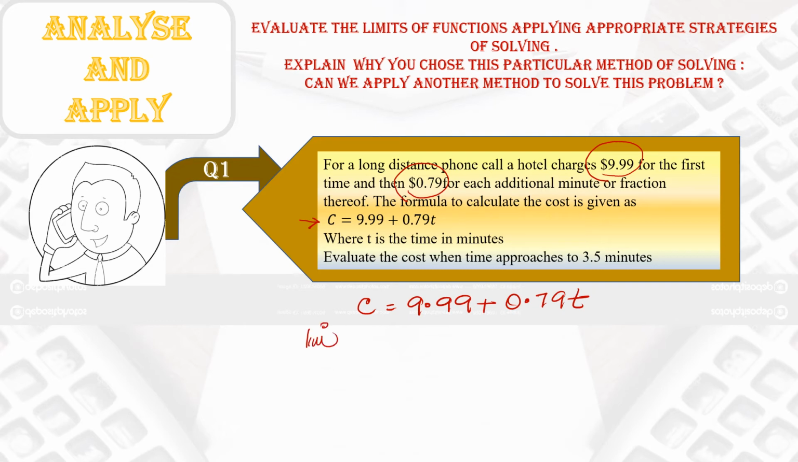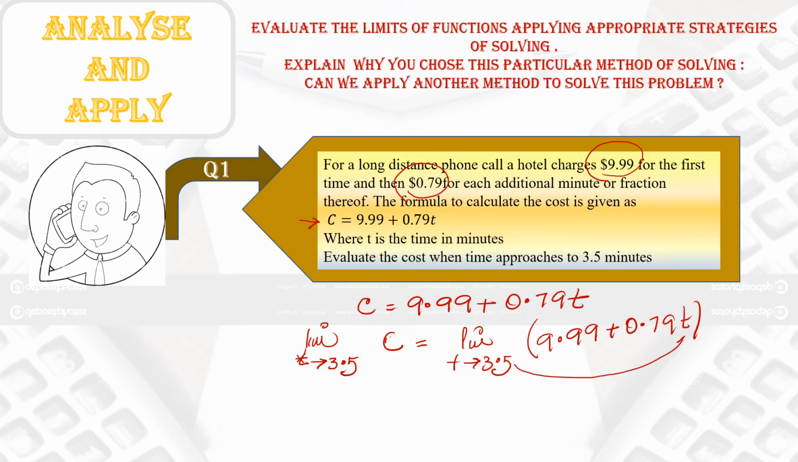We have to calculate the limit when the time, or the x, you can write t, approaches 3.5 of c. We can say also limit t approaches 3.5, what is the equation of the cost? It is 9.99 plus 0.790. Now, this is a polynomial equation which has a domain of all real numbers. So wherever you have t, just replace the value 3.5, and that's it. You will get the answer.